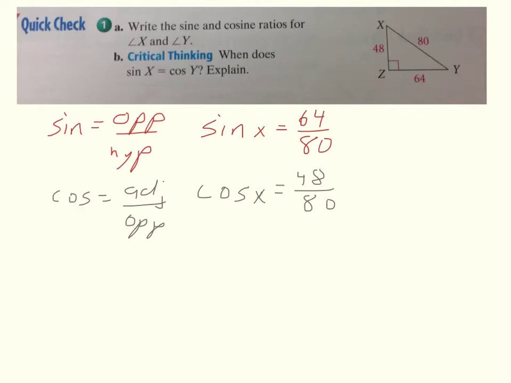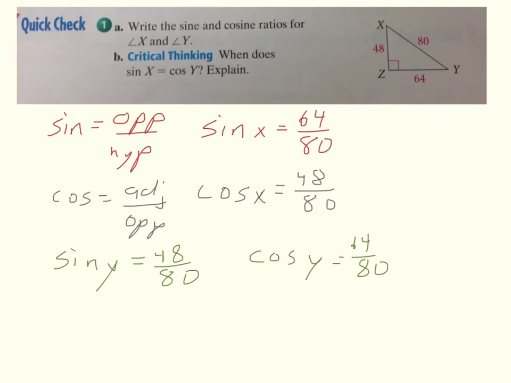Now, let's do the sine of y. Again, sine is opposite over hypotenuse. So that's going to equal 48 over 80. And the cosine of y, adjacent over hypotenuse, which would be 64 over 80.